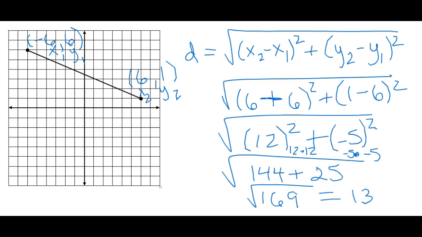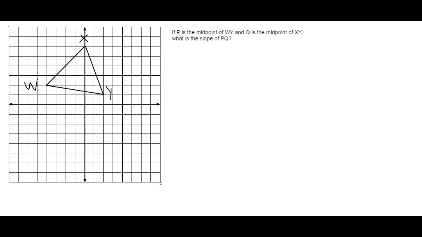So let's work through some practice problems where it's going to be a little more difficult. They're going to include some shapes instead of just saying what's the midpoint. So if P is the midpoint of WY, so notice they don't even have that labeled yet. So P is the midpoint of WY. It's halfway between the letter W and Y. And Q is the midpoint of XY. What is the slope of P to Q?